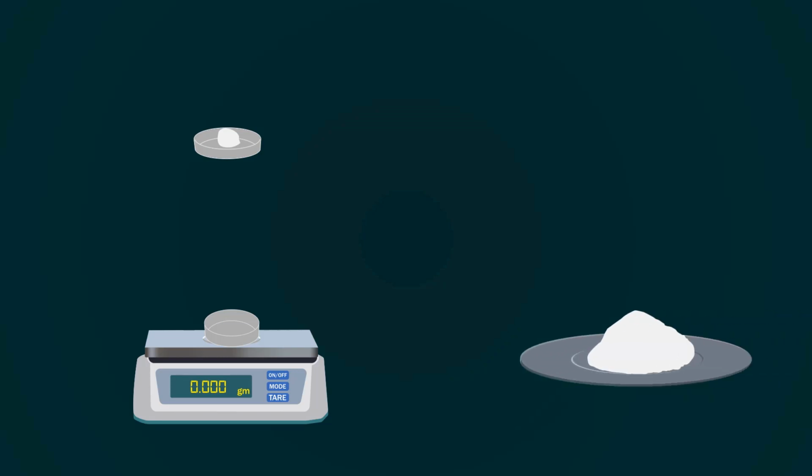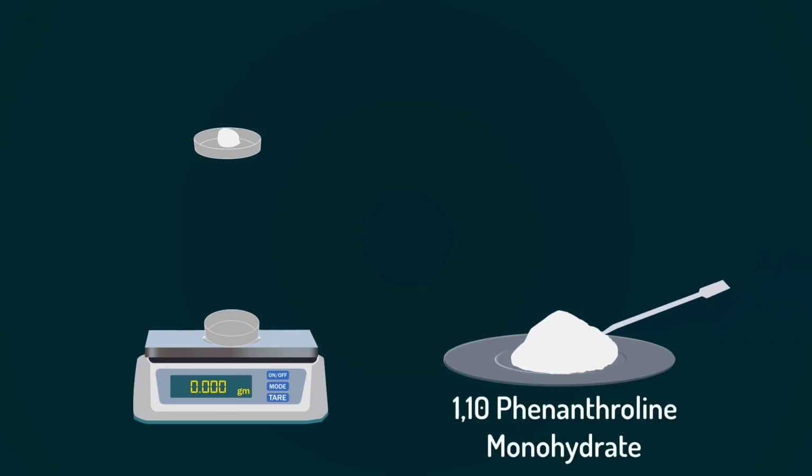Take another Petri dish and put it also on the weight balance. Tare it down. Now add 1,10-phenanthroline monohydrate into the Petri dish with the help of a spatula. Weigh precisely 0.46 grams.